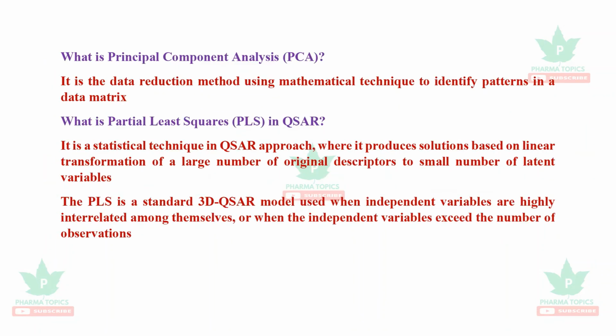What is principal component analysis? It is a data reduction method using mathematical technique to identify the patterns in a data matrix. Partial least square in QSAR is a statistical technique in the QSAR approach, where it produces solutions based on linear transformation of a large number of original descriptors to a small number of latent variables. Partial least square is a standard 3D QSAR model used when independent variables are highly interrelated among themselves or when the independent variables exceed the number of observations.